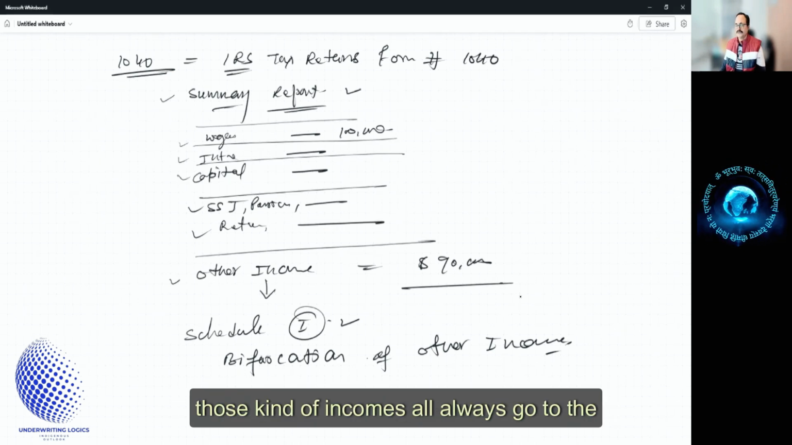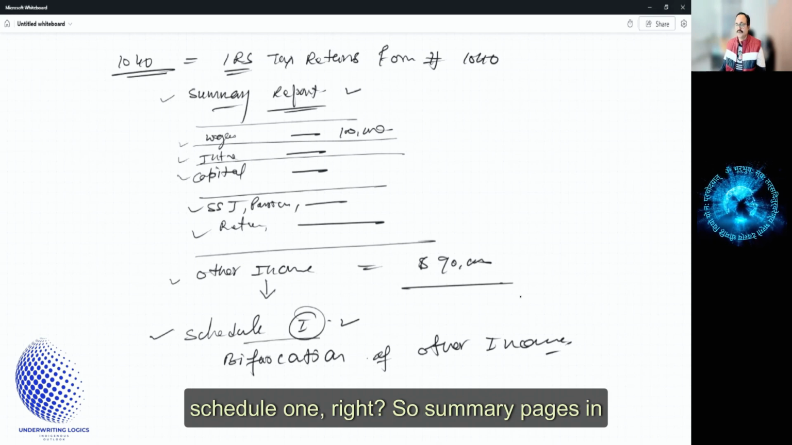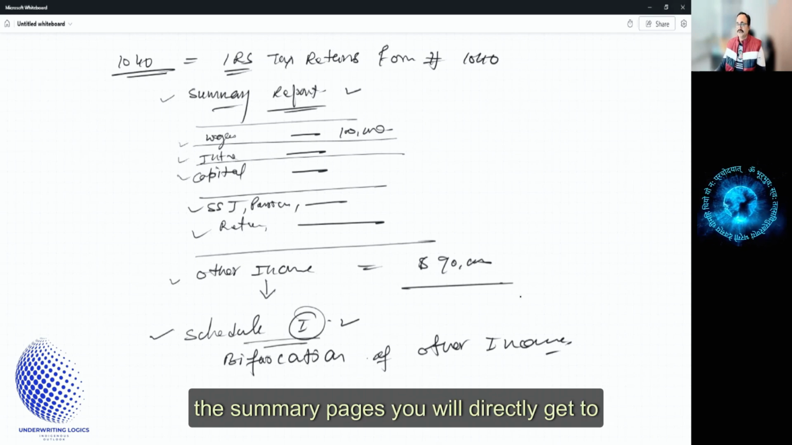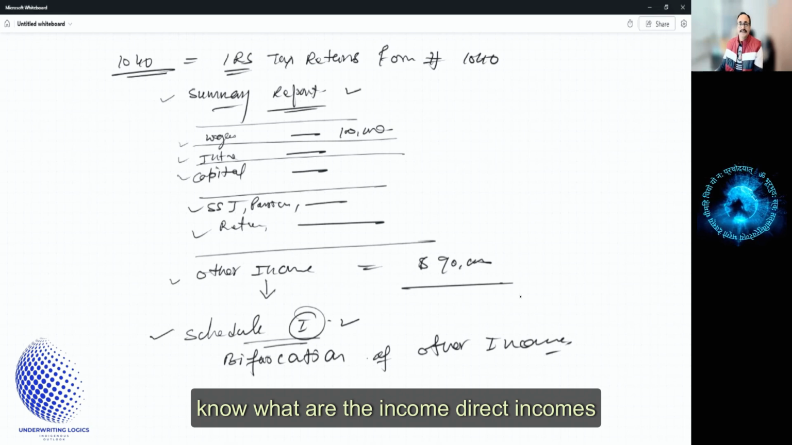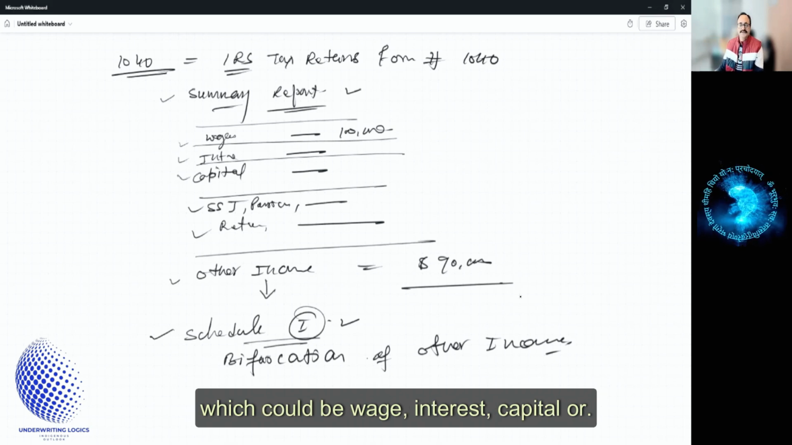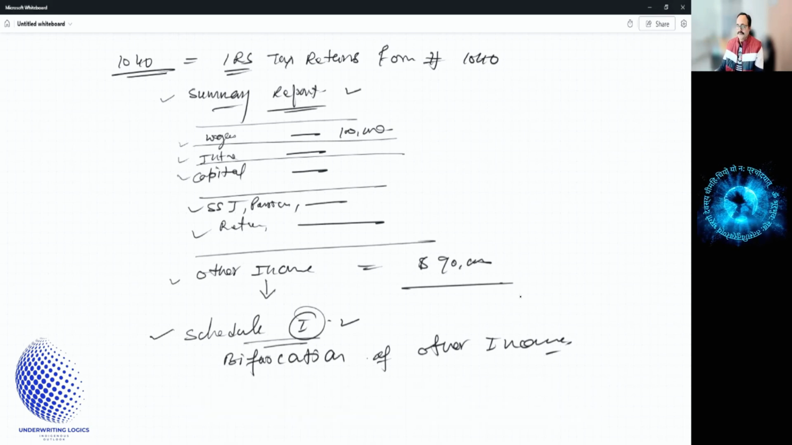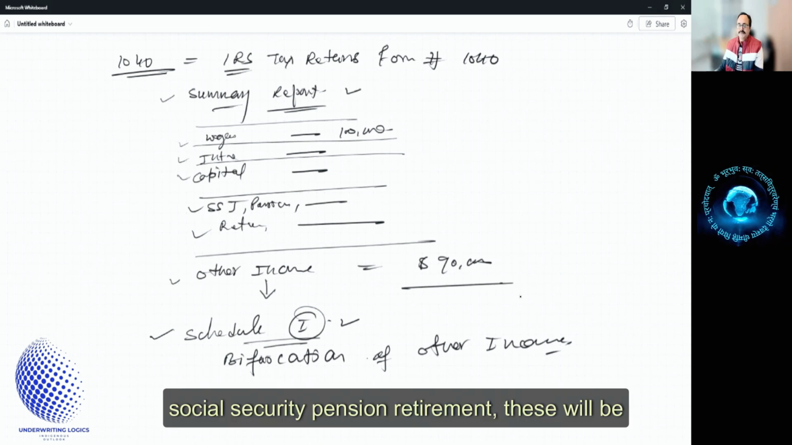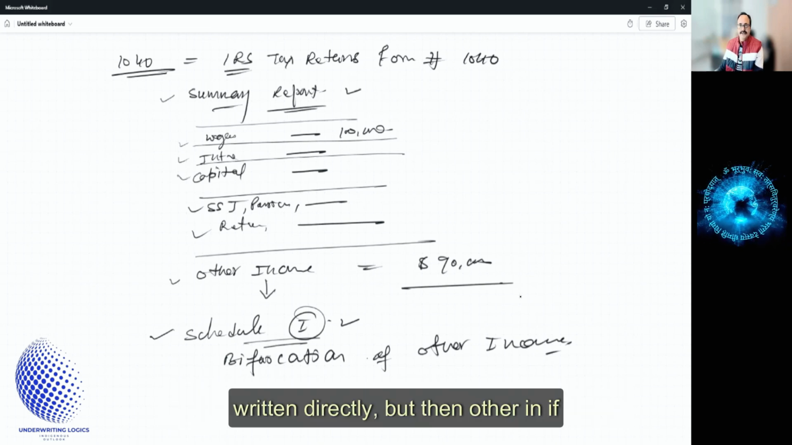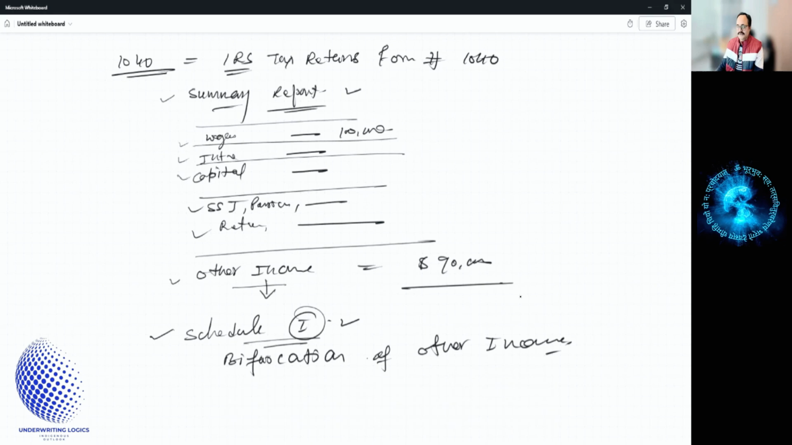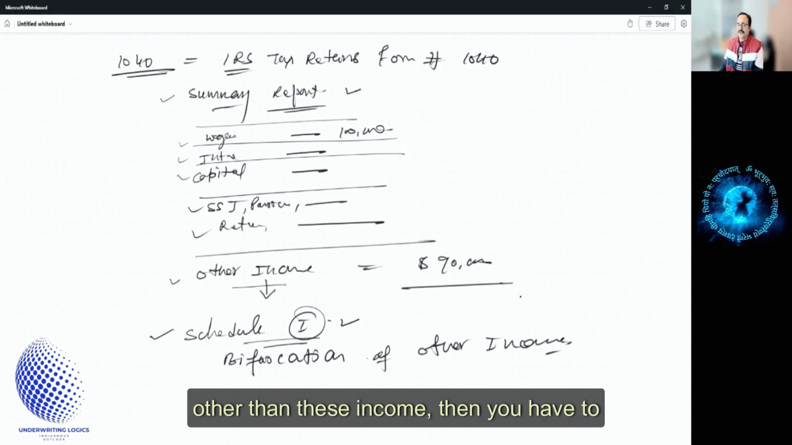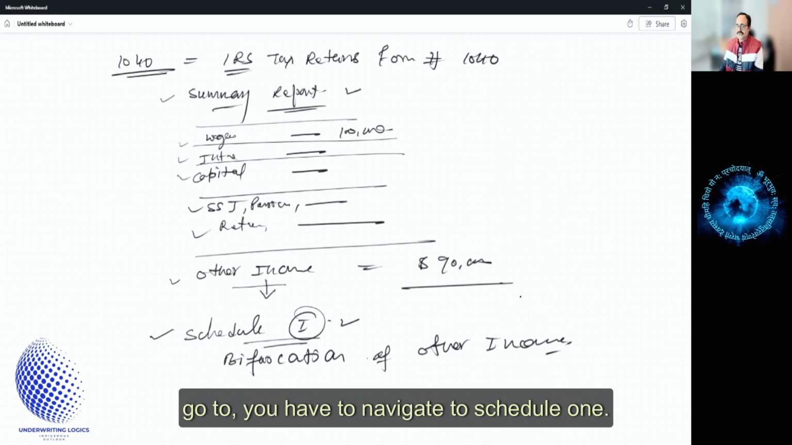Those kind of incomes always go to the Schedule 1, right? In the summary pages, you will directly get to know what the direct incomes are, which could be wage, interest, capital, or social security, pension, retirement. These will be written directly. But if it is income other than these, then you have to navigate to Schedule 1.